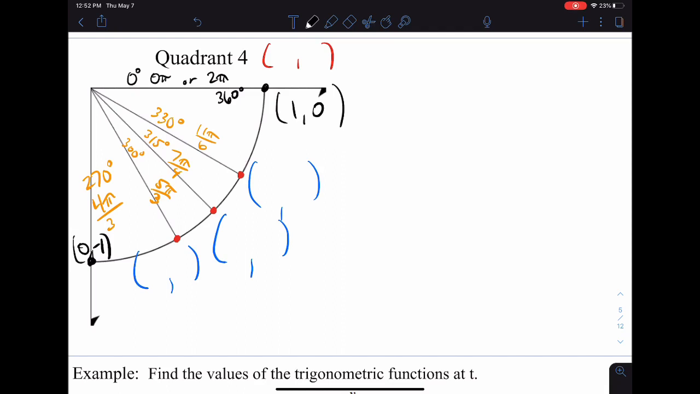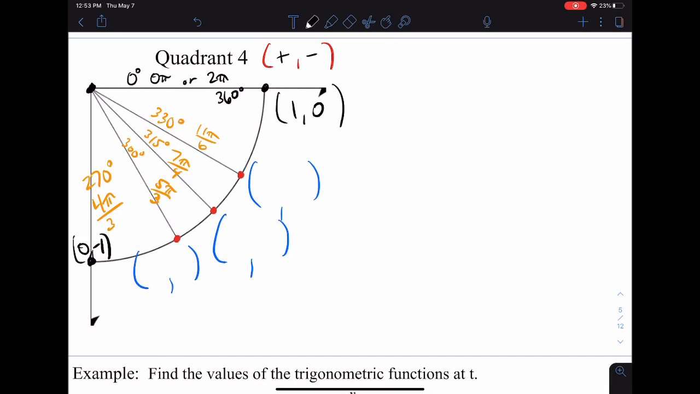Okay, so quadrant four. To get to quadrant four, if we start from the origin, we go right and down. Right means positive x, down means negative. So the first coordinate's going to be positive, the second coordinate's going to be negative. That's how we're going to know which quadrant it's in.